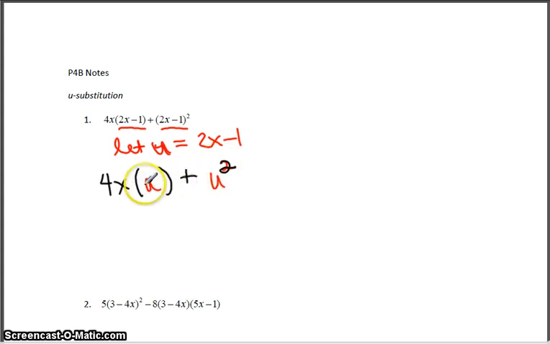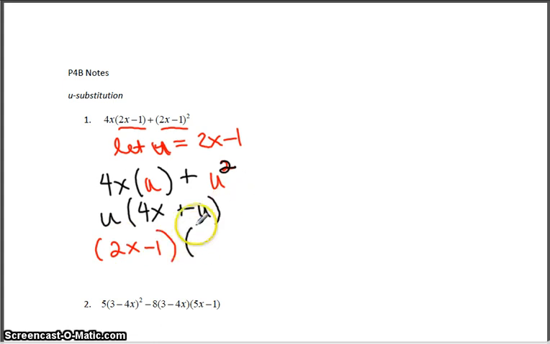So now each term has a U in common, so we can take out the U. That leaves 4x in the first term and U in the second term. This problem is now completely factored, so the next step is to take the 2x minus 1 and put it back in for U. So we're going to replace it right there. The 4x stays the same, and then where the U used to be, now we're going to write 2x minus 1.